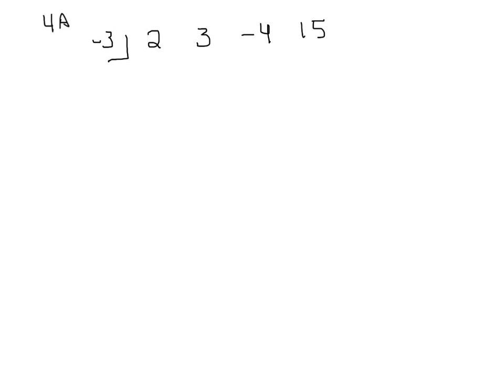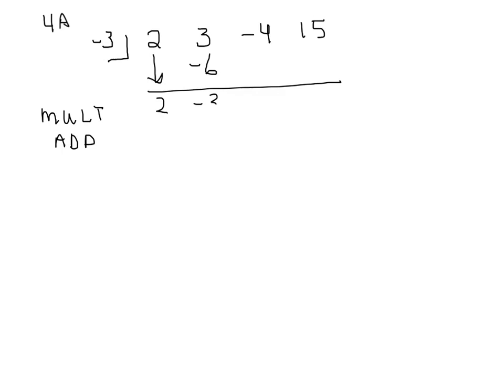All right, next step. Drop the 2. Multiply, add, multiply, add, multiply, add. So negative 3 times 2 is negative 6. Add, you get negative 3. Negative 3 times negative 3 is 9. Add, you get 5. Negative 3 times 5 is negative 15. You get 0. This is your remainder.